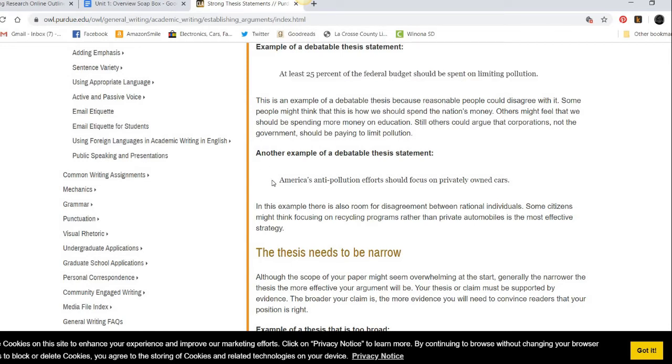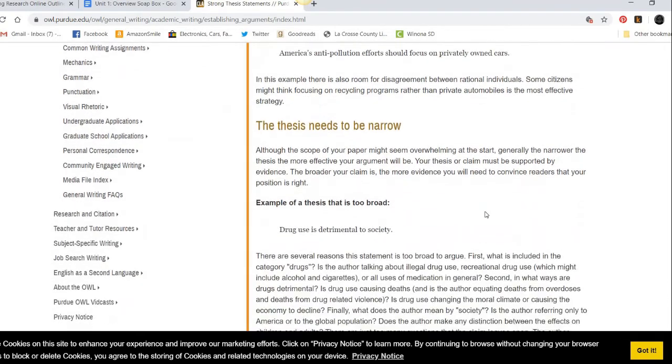Okay. Another example of a debatable thesis statement. America's anti-pollution efforts should be focused on privately owned cars. Again, easily debatable. You could say the exact opposite: should not focus on privately owned cars. There are thousands and thousands of spin-offs from this, so it's very debatable, but again, it's not very specific.